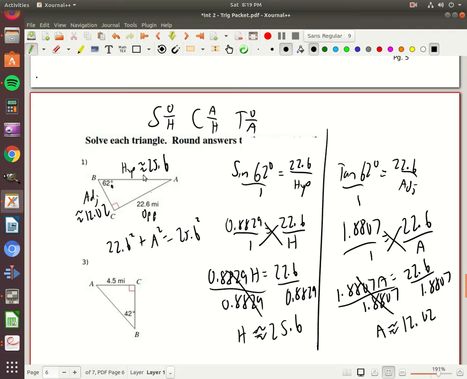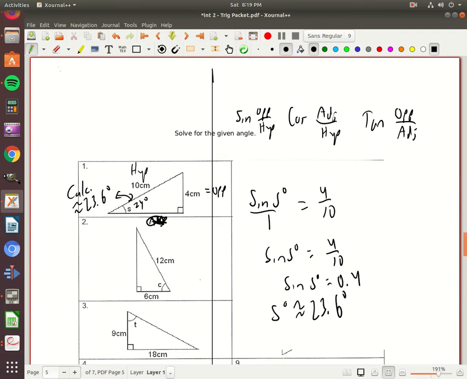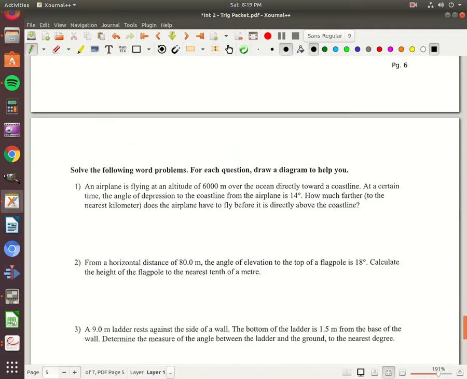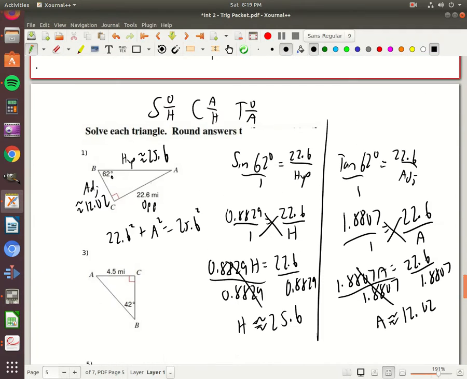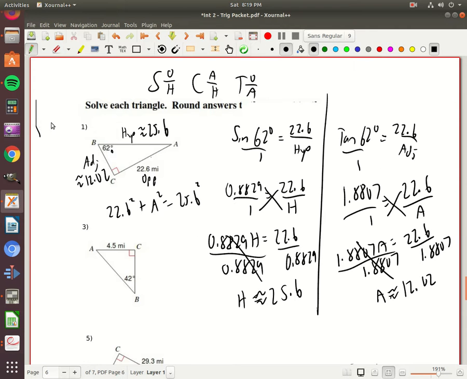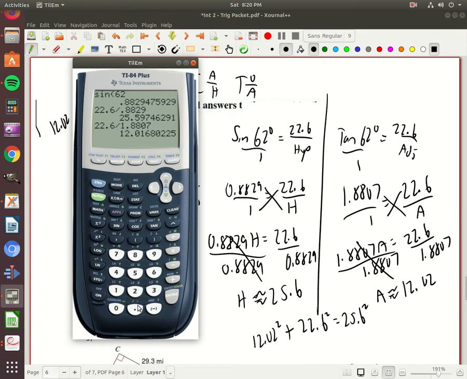Again, if we want to confirm this, we should be able to say the side 12.02 squared plus 22.6 squared should be equal to 25.6 squared. Again, it won't be exact, but it should be close. So let's go ahead and see.